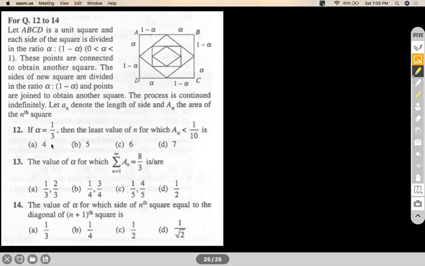So the question is, if alpha is 1/3, find the least value of n for which the area is less than 1 by 10. An is the area of the nth square. So read the question properly and then attempt it. Let's have around 3 minutes for the first part. Your time starts now.